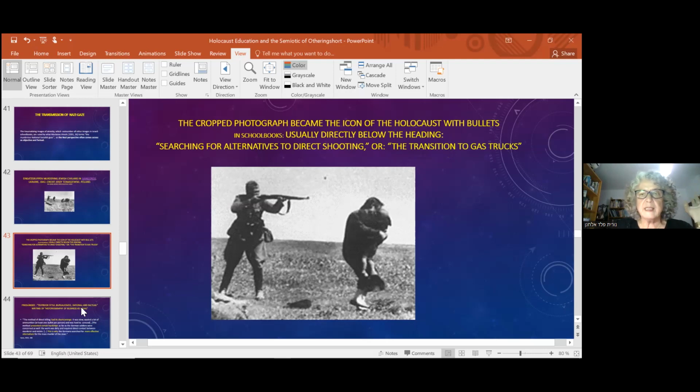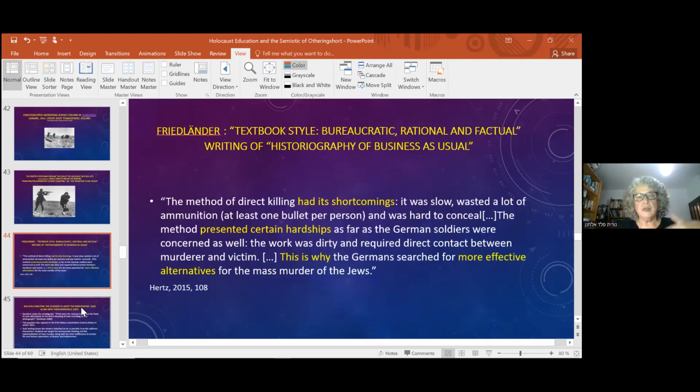Let us see one text. Below the photograph, we have this text. The method of direct killing had its shortcomings. It was slow, wasted a lot of ammunition, at least one bullet per person, and was hard to conceal. The method presented certain hardships as far as the German soldiers were concerned. The work was dirty, required direct contact between murderer and victim. This is why the Germans searched for more effective alternatives for the mass murder of the Jews.